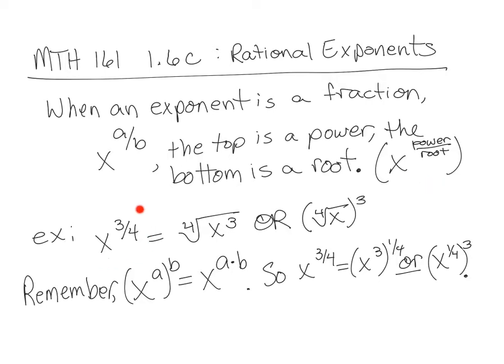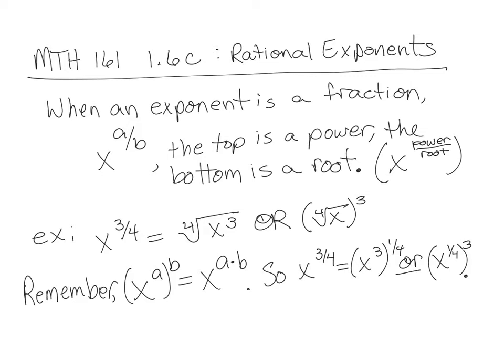So if you have something like x to the 3/4, it means x is raised to the third power and the fourth root. Thing is, which comes first? Do you raise the x to the power first and then take the fourth root, or do you take the fourth root first and then raise the x to the power? Well, it doesn't matter, because if you have something raised to a power and then raised to another power, then you're just multiplying the powers, right?